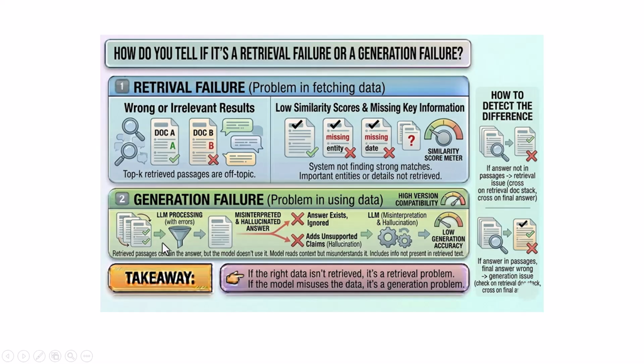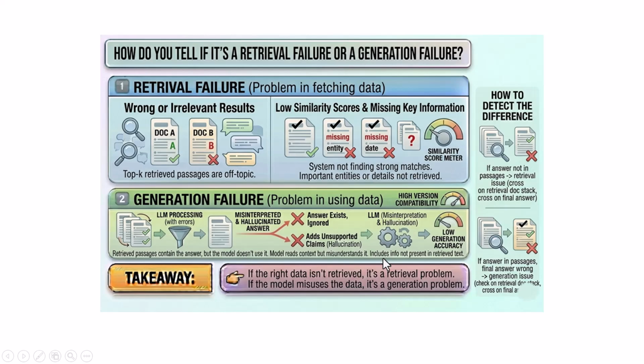And generation failure means the problem is with using data. For example, the answer exists, but the model ignored it. That is, when the retrieved passages contain the answer, but the model doesn't use it. And misinterpretation, that is, the model reads the context but misunderstands it. Also, adds unsupported claims or hallucination. That is, the model includes information not present in the retrieved text.